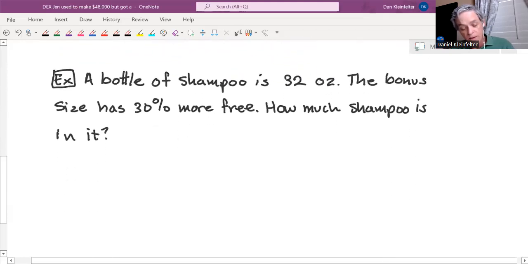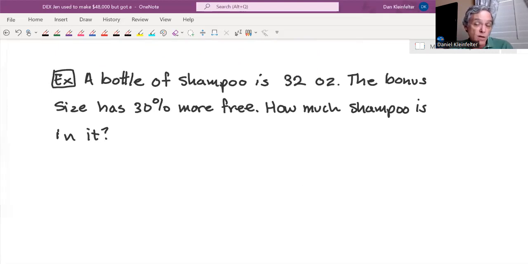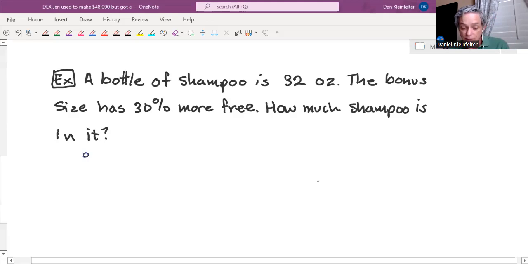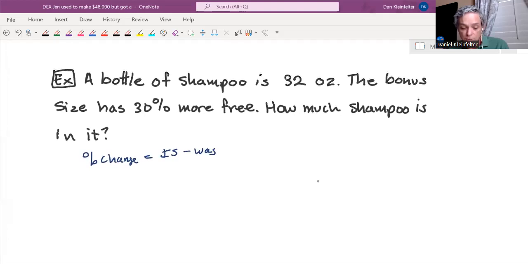Okay. This one is a little different. For this one, we know the size of the percentage change and we don't know the amount that it is now. So here it says a bottle of shampoo normally is 32 ounces. They sell a bonus size in the store that says 30% more free. The bottle's a little bit bigger. We would like to know how much shampoo is in this. Okay, so we're going to set it up in a similar way. We have the percentage change. We have what it is now minus what it was, divided by what it was. And we're just going to fill in the blanks with the information that we have.